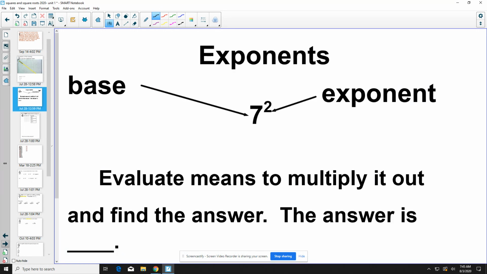When we evaluate, it means to multiply it out. If we have 7 to the second power, that means take 7 times 7. So 7 times 7 is 49. The exponent 2 tells us how many 7s to multiply. The base 7 tells us what number to multiply by itself. So evaluate means to multiply it out and find the answer. The answer is 49.